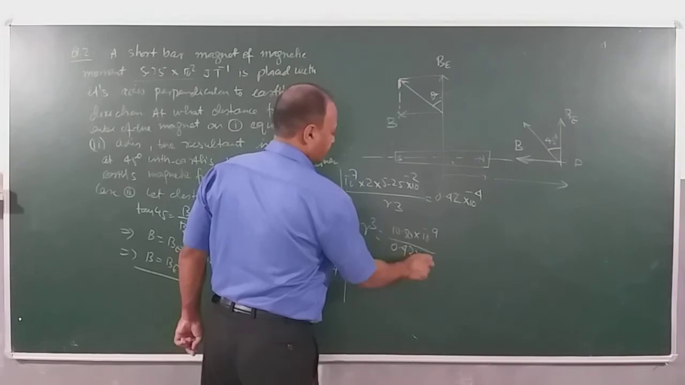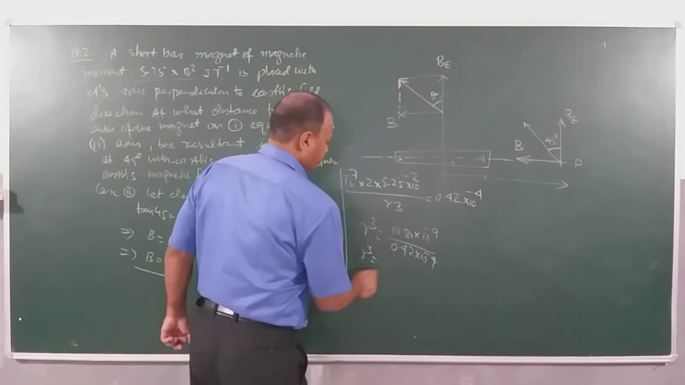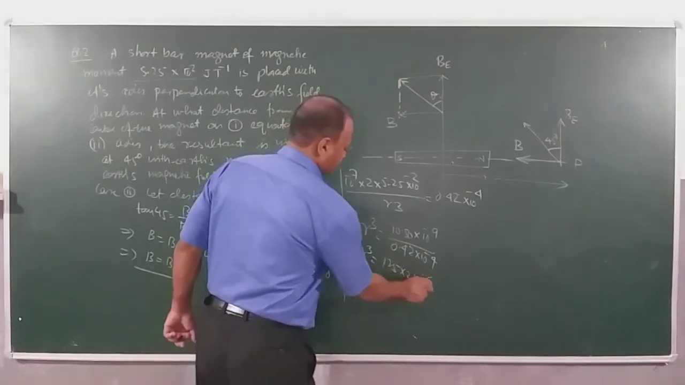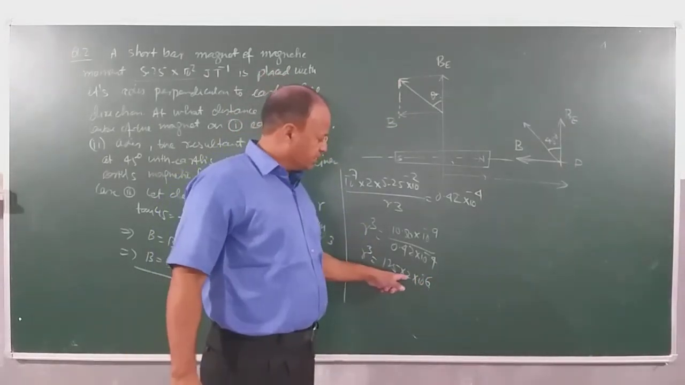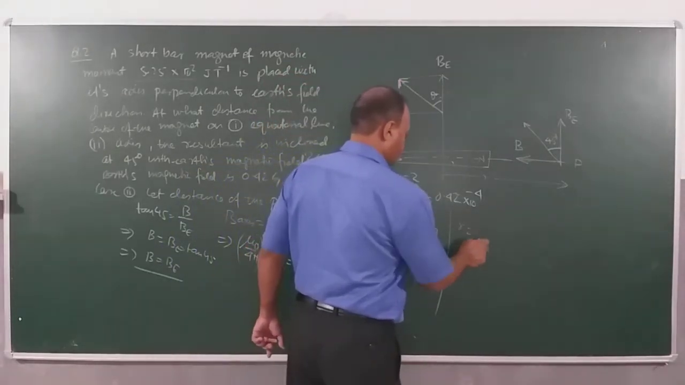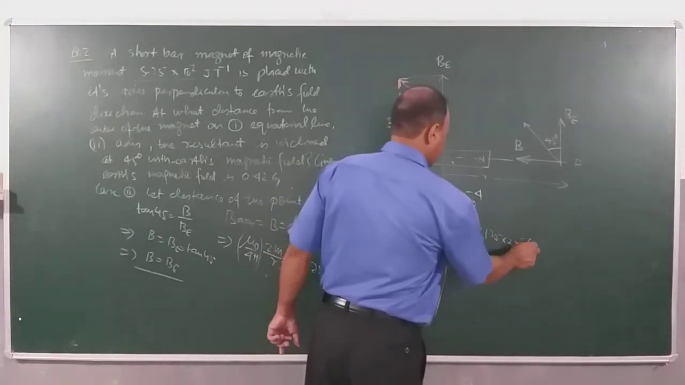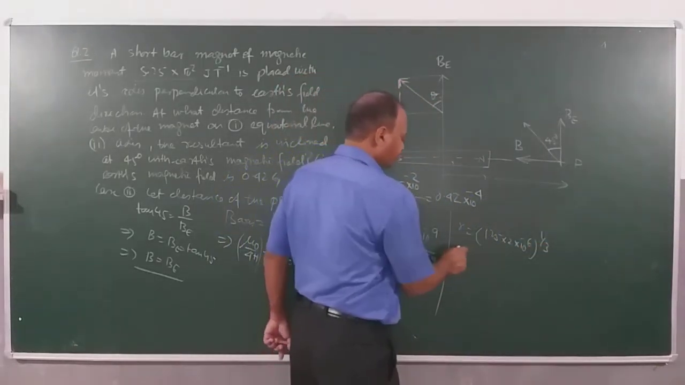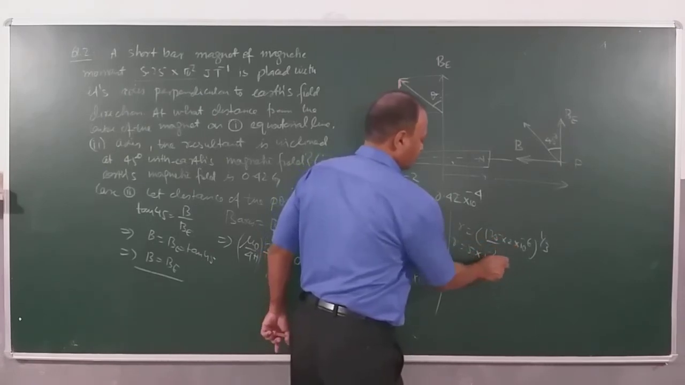0.42 into 10 power minus, okay? R cube equals 125 into 2 into 10 power minus 6, which is basically the same thing you did last time, only one extra 2 is coming because of 2m. So R will be equal to the cube root of 125 into 2 into 10 power minus 6, to the power 1 by 3. And R will be 5 into 10 to the power minus 2 into cube root of 3.